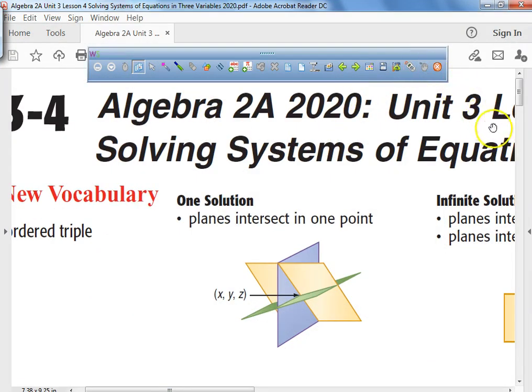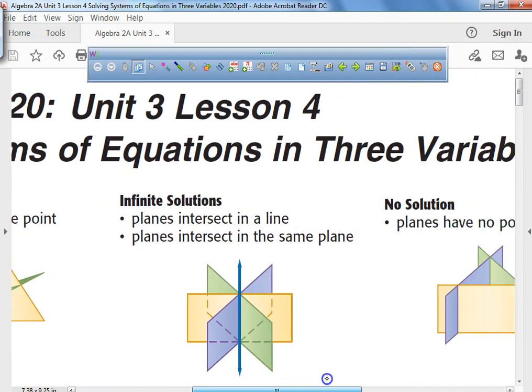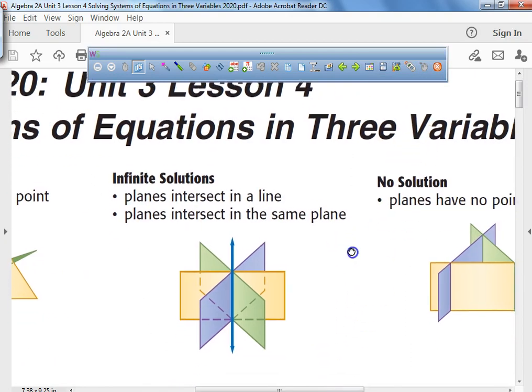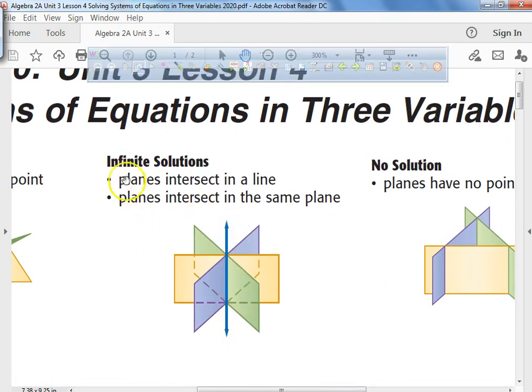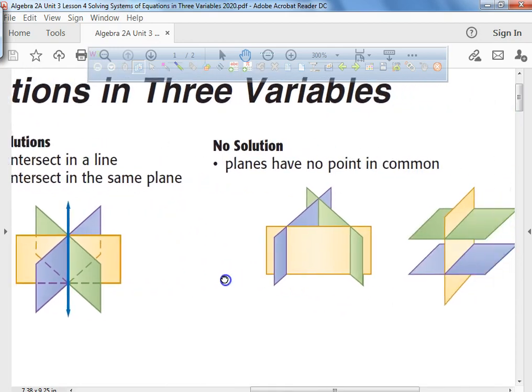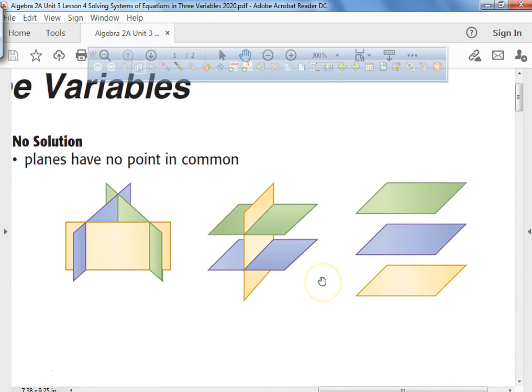Now, that's one possible thing that could happen. Now, if you have three planes that intersect, and they intersect and it forms a line, that's where you're going to have what's called an infinite number of solutions. And so if you had a multiple choice test, that would be where it's called infinite number of solutions. However, there's other ways three planes can intersect.